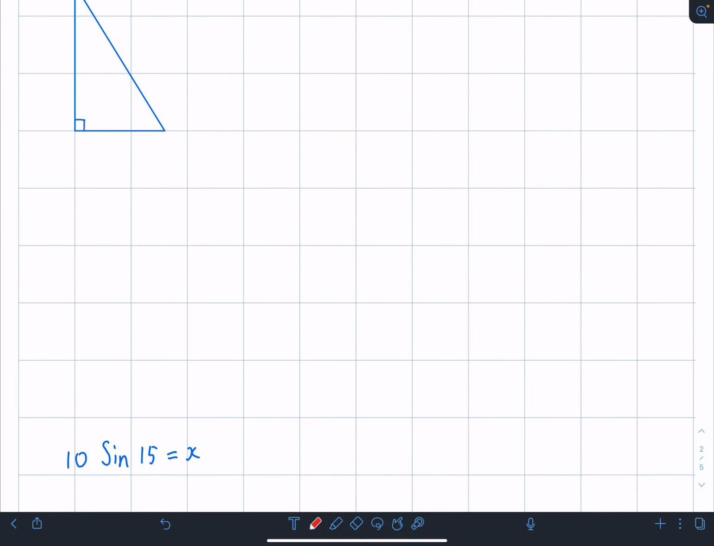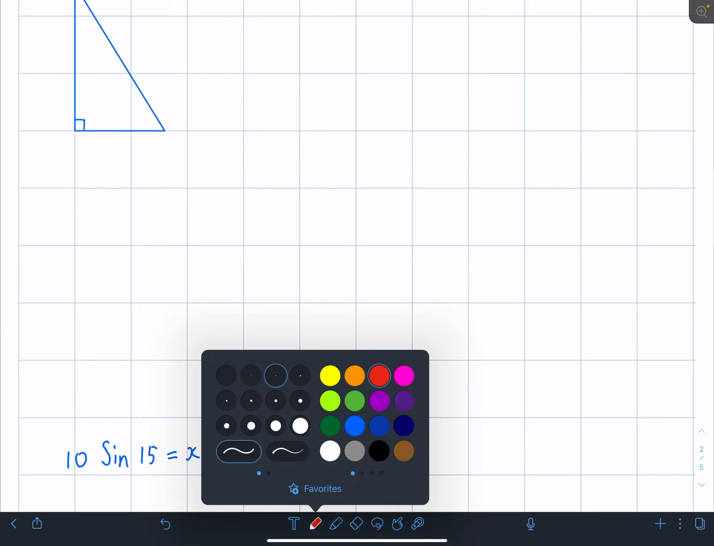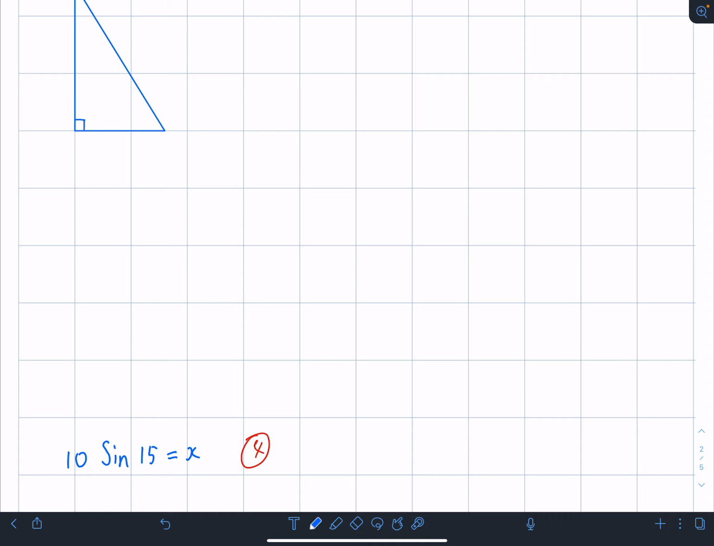So we've got, as step 4, 10 sine 15 equals x, and what we need to do is have sine 15 by itself on the left-hand side of the equal sign. So we're going to divide both sides of the equation by 10. And there we are. We can easily identify this is a level 1 question because x is on the numerator. Next, there we go, step 3.